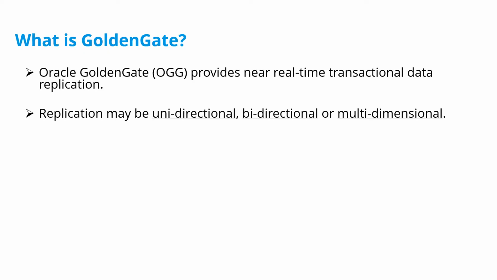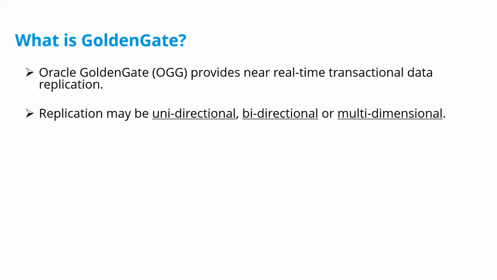Bidirectional replication means both sites will be live. Whatever transactions happen on site A will be replicated to site B, and whatever transactions happen on site B will be replicated to site A. So GoldenGate supports bidirectional replication.